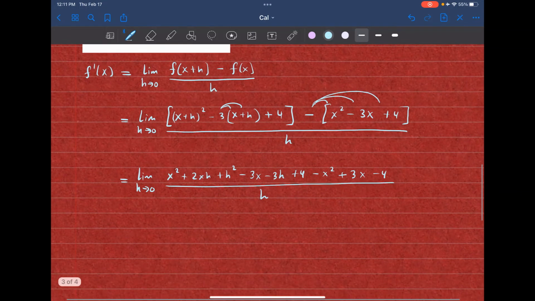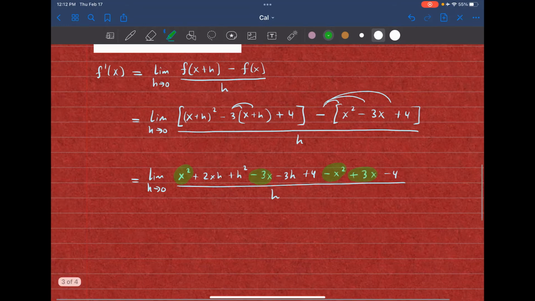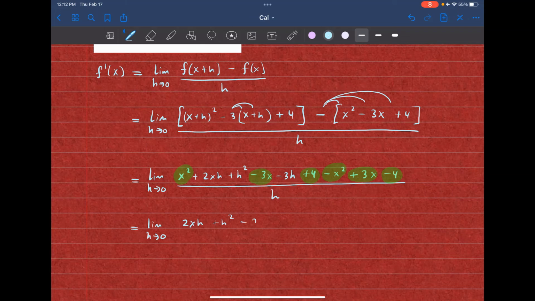Now a lot of things will cancel out right here. So note that x squared, negative x squared cancels out. And then negative 3x cancels out. And 4, negative 4 cancels out. So what we're left with is something very nice. So you have the limit as h approaches 0. We're left with 2xh. Let me rewrite that. Plus h squared minus 3h all over h.